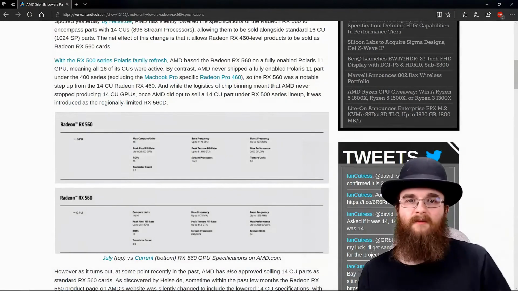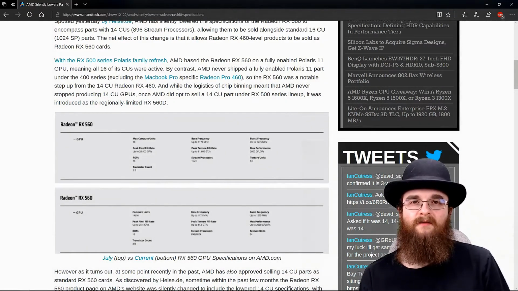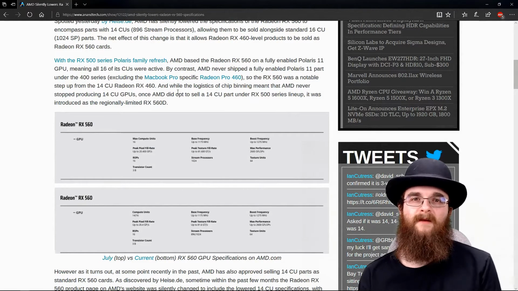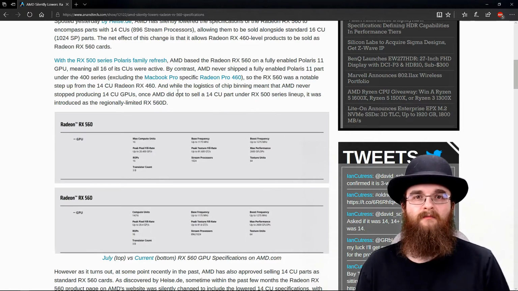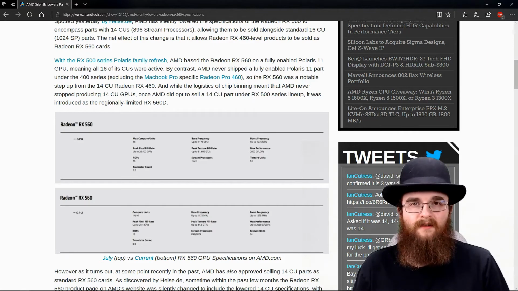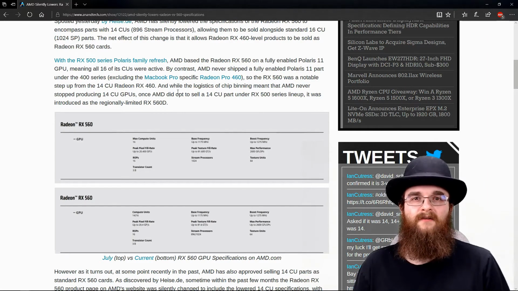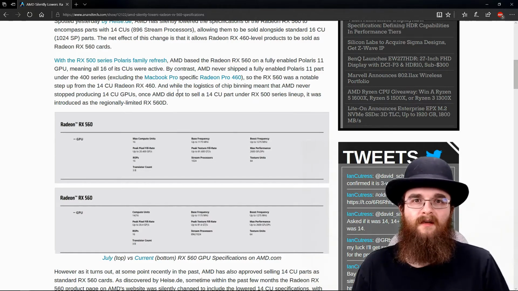Now the real big problem with this is that there is no identification between the two. It is going to be all up to the add-in board partners, such as Asus, XFX, Sapphire, Gigabyte, MSI, all of those companies basically have to identify on the box how many cores they have. Unfortunately for most people, they don't actually understand what the stream processors are or why they should care if one has more than the other, and the prices will likely be slightly cheaper on the ones that have fewer cores, so they might think they're getting a really good deal when really they're not.